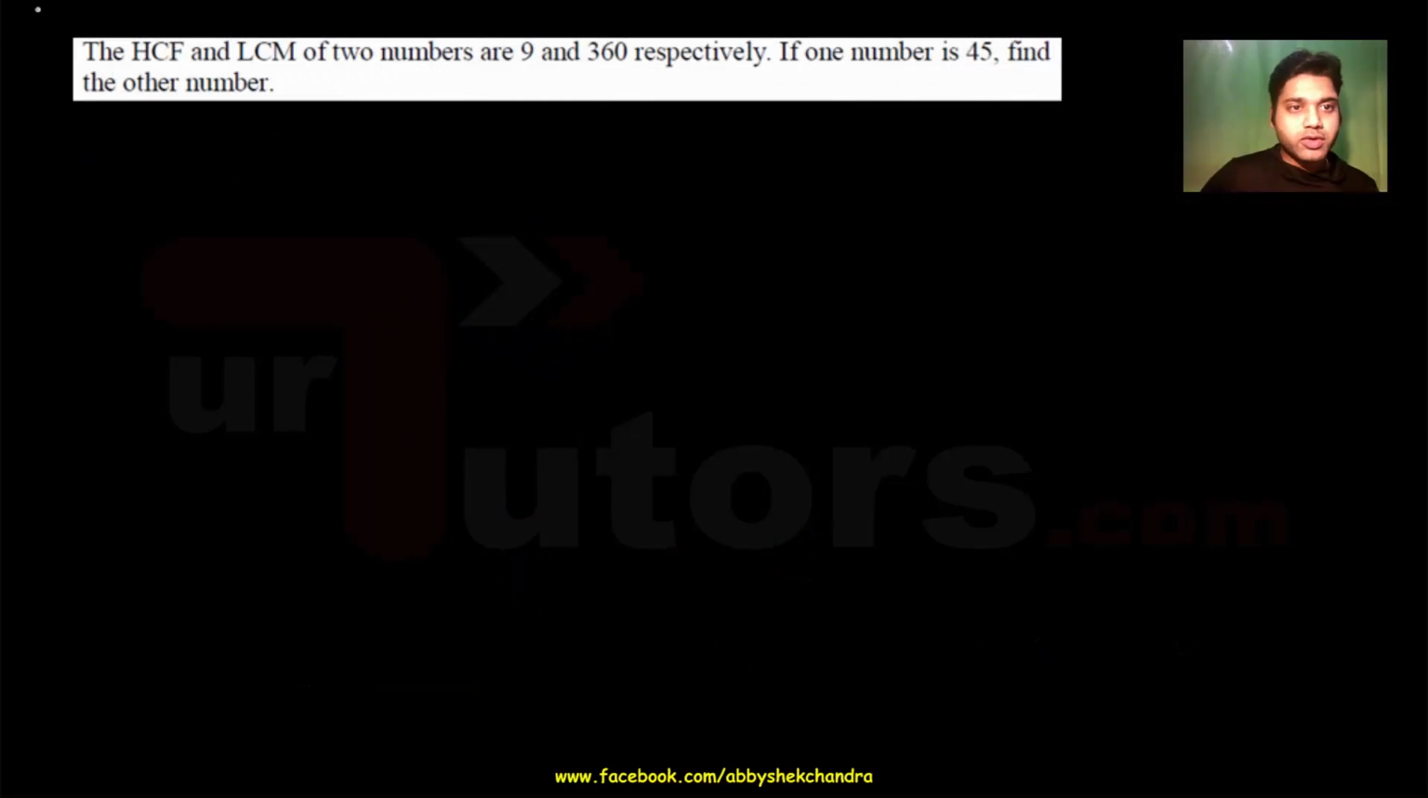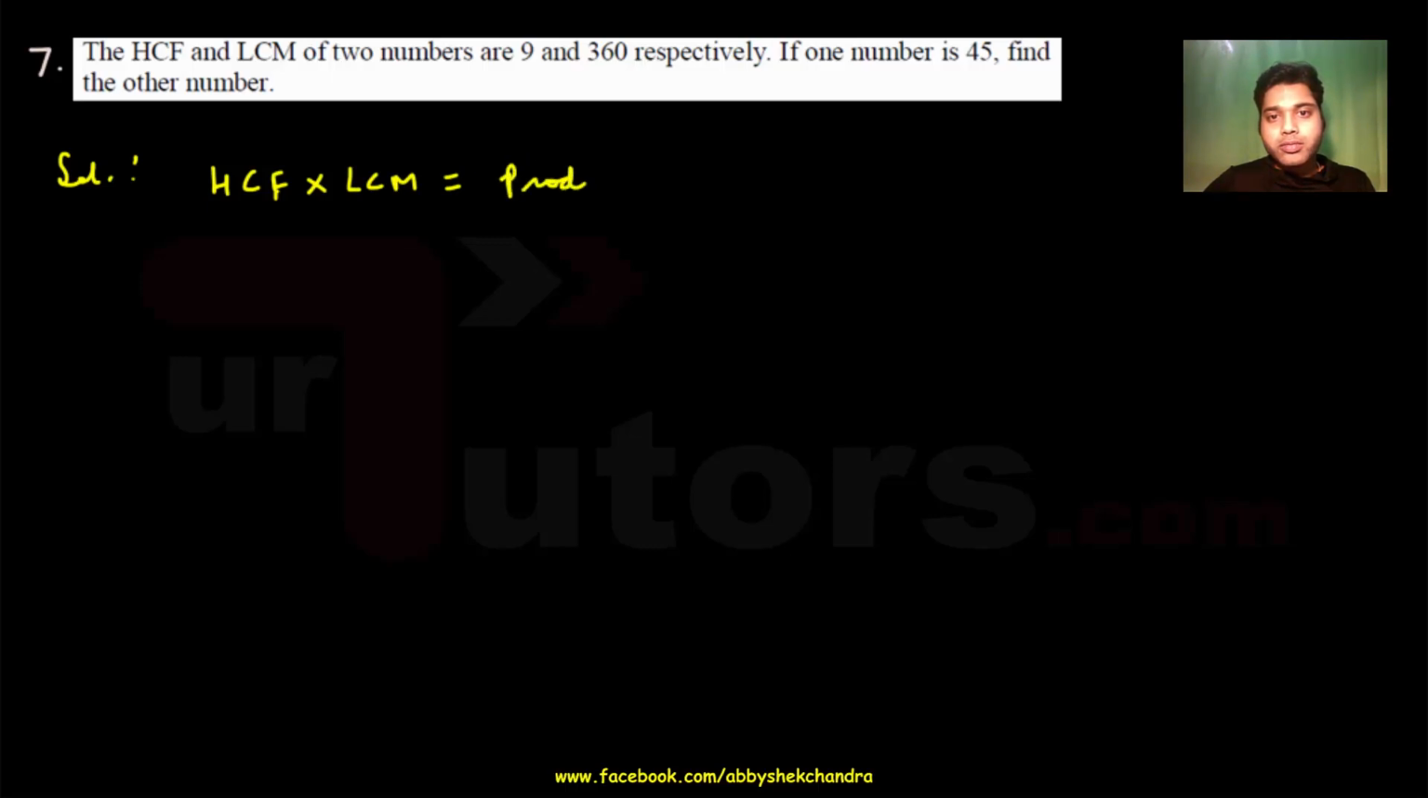Question 7. This is one of the options, the first option for question 7. The HCF and LCM of two numbers are 9 and 360 respectively. If one number is 45, find the other number. Now we know that HCF into LCM will be equal to the product of the two numbers.